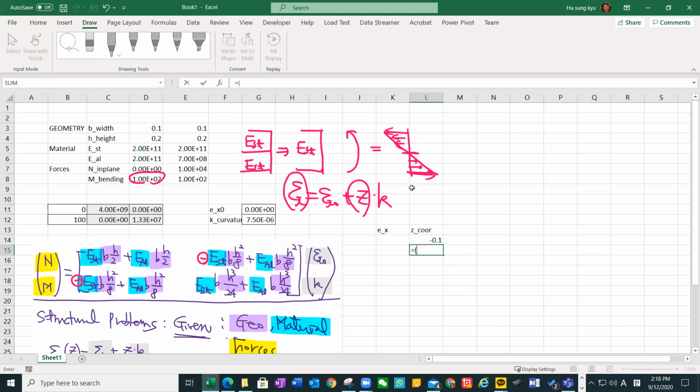So this bottom coordinate will be h, height divided by 2, and then let's say we have a delta, this one plus, let's call it height, oops, height divided by, let's say 20.